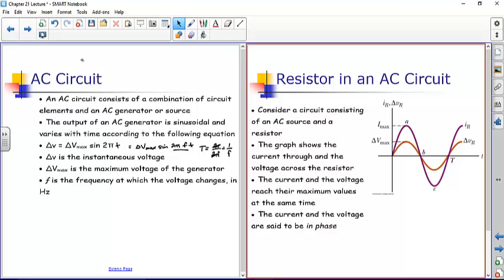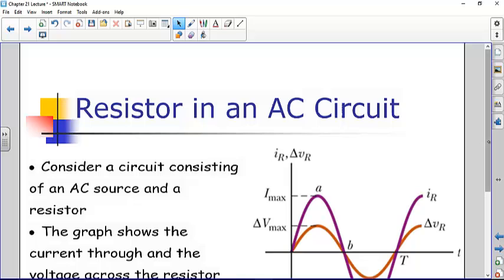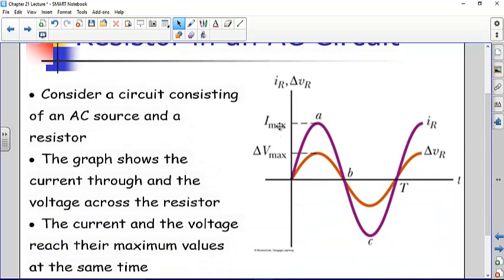What we see over here is a graph of two things: the current through the resistor and the voltage applied across the resistor. And these are in sync. If you have 0 voltage across the resistor, you have 0 current. If you have the maximum voltage across the resistor, you get the maximum current. If the voltage goes back to 0, the current is 0. So the current and the voltage are always what we would call in phase. They happen at the same time. The maximum current happens when you have maximum voltage.